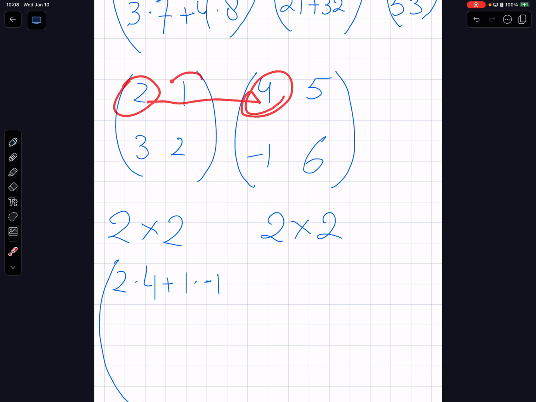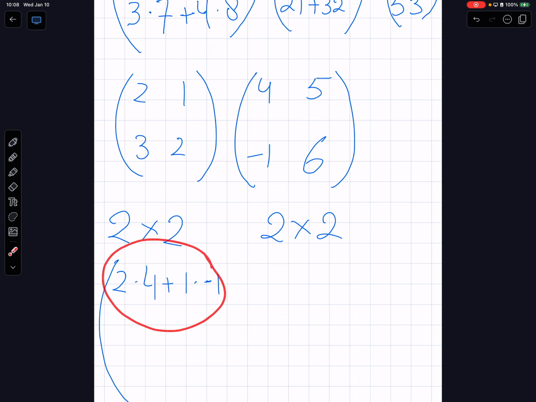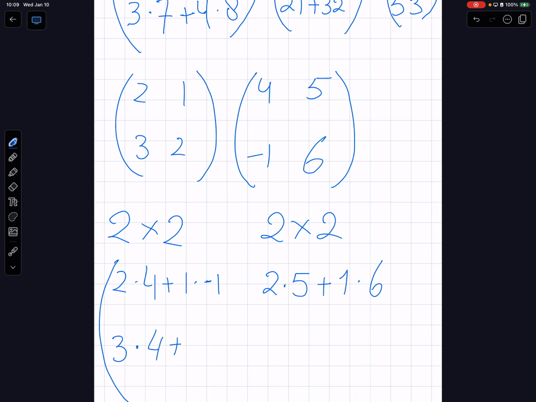2 times 4, add 1 times -1. Remember, it's a 2 by 2. So you have 1, 2, 1, 2. 2 by 2. On the left hand side, you have 2 times 5, add 1 times 6. Then you go to the second row. 3 times 4, add 3 times -1.